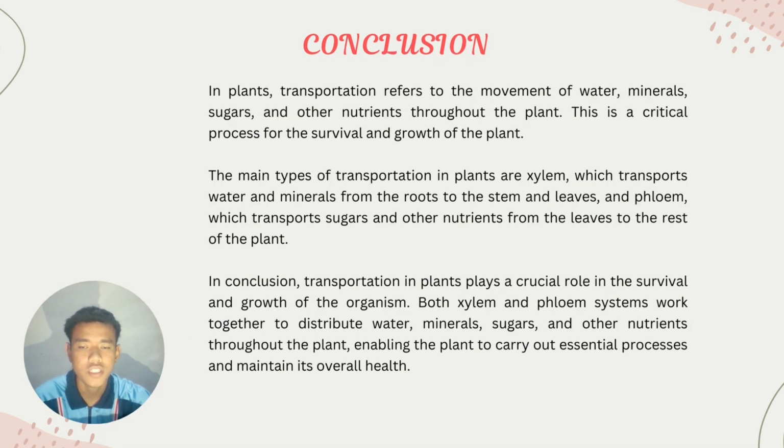For the conclusion, in plants, transportation refers to the movement of water, minerals, sugar, and other nutrients throughout the plant. This is a critical process for the survival and growth of the plant. The main types of transport in a plant are xylem, which transports water and minerals from the root to the stem and leaf, and phloem, which transports sugar and other nutrients from the leaf to the rest of the plant.